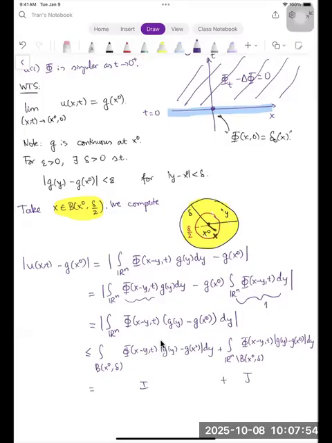Let me explain intuitively that I is easy to be controlled. Remember that because y is within delta distance close to x, from the above fact, let me put a box up there, we know this is less than epsilon, right? And then the integral of phi is 1, at most 1. So the first term is bounded by epsilon.